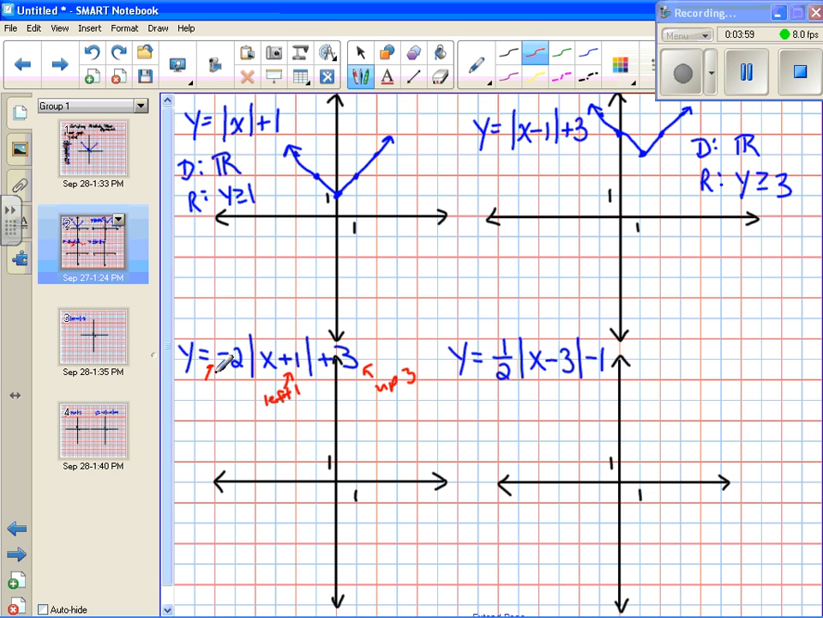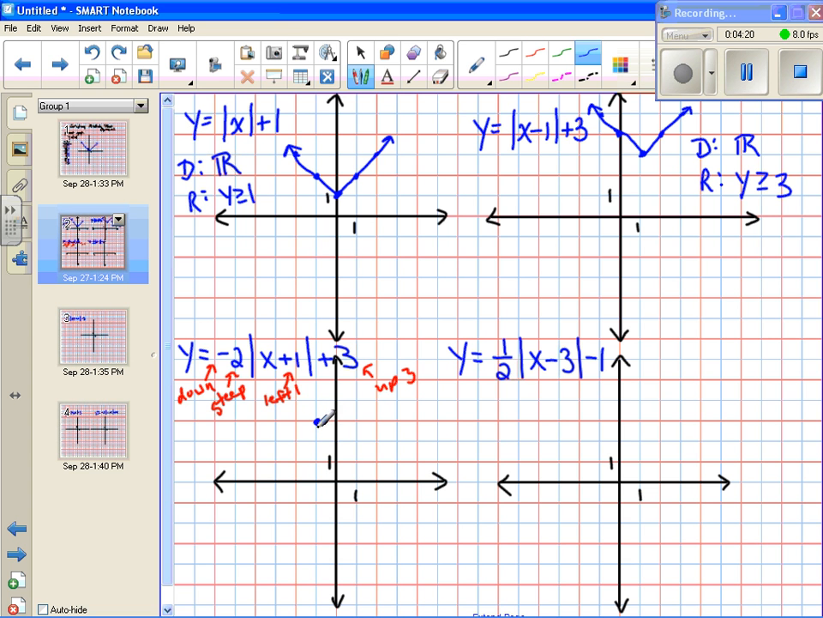Remember, the negative sign is going to make it open down. And the 2 acts kind of like the slope, so that affects the steepness. So it's going to be a little steeper than my parent graph. So let me start by finding the vertex. I go to the left 1 and up 3.